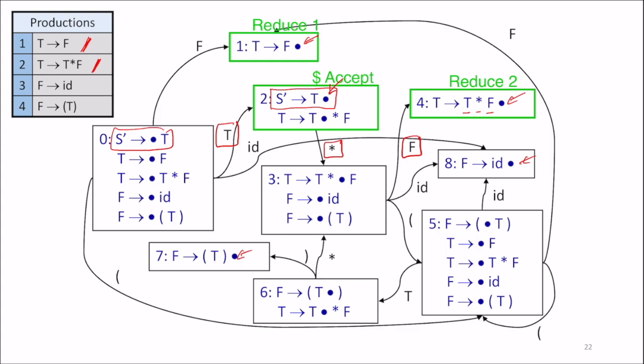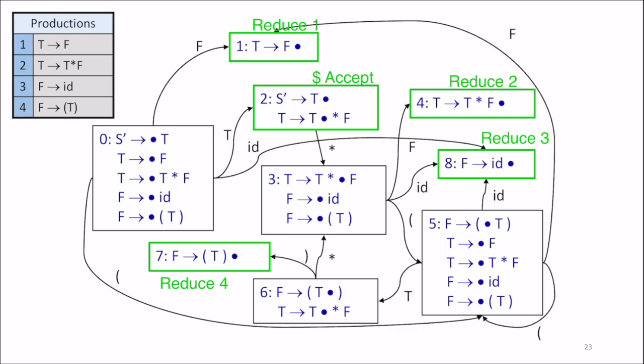The next one is state 8, which I'm going to reduce the F goes to ID rule. State 7, where I'm going to reduce using rule number 4, F goes to open parenthesis, T close parenthesis. So again, if I am starting from an F, so I'm predicting an F over here, there is a transition on an open parenthesis, a T, and a close parenthesis. And that's why I got to state 7. And that's how I can reduce using rule number 4.